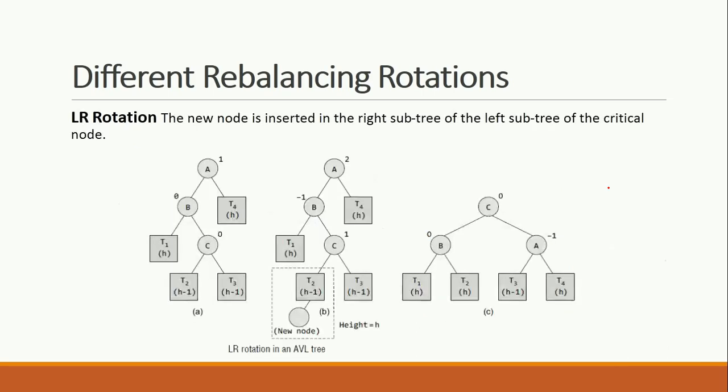Now come to the LR rotation. The LR rotation says the newly inserted node is in the right subtree of the left subtree. This means, see, it is a left subtree here and this is the right subtree. See here, the insertion we are doing is in the right subtree of the left subtree. Okay, we'll see this diagram first. Suppose this is an AVL tree. You can find the balance factor given.